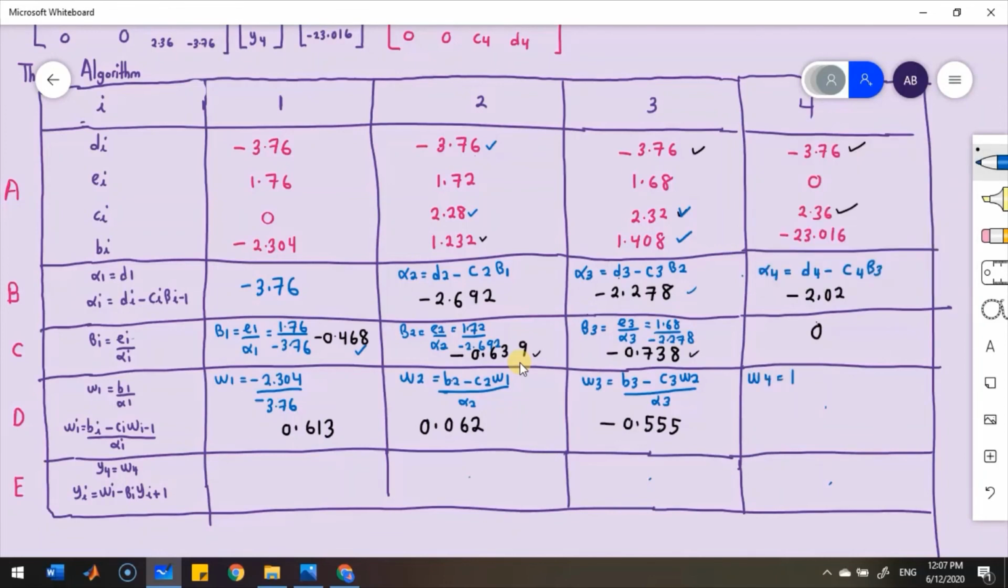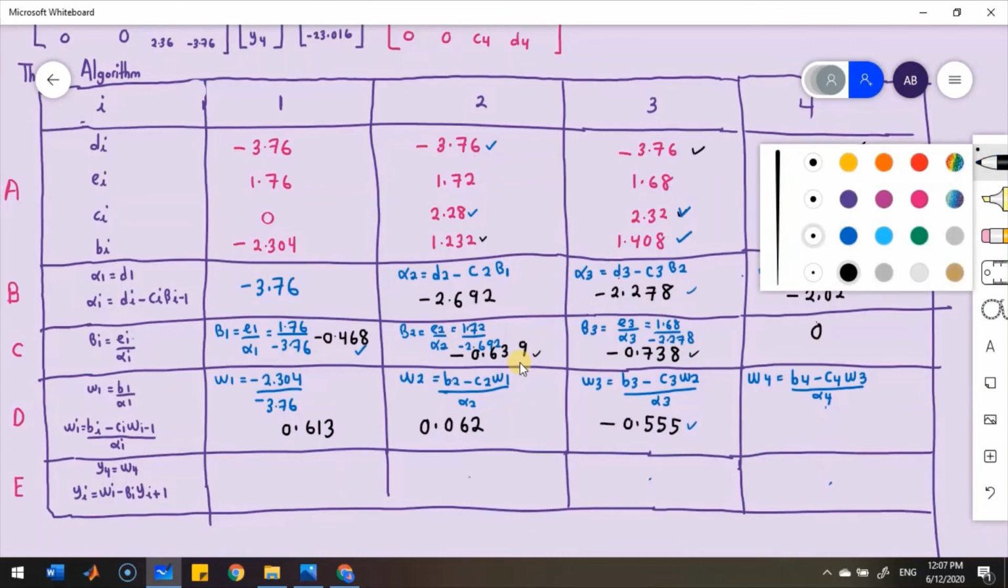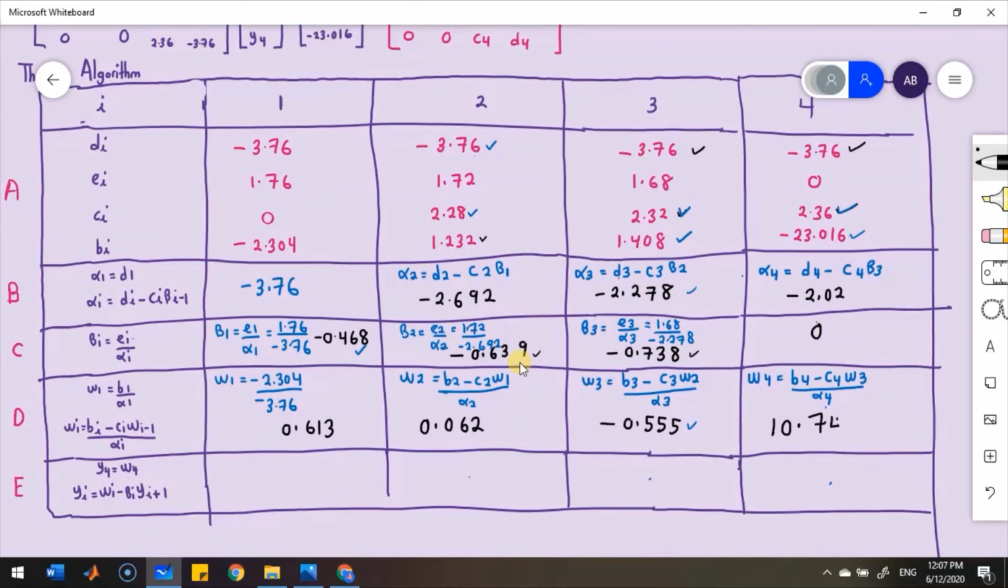To find W4, this is B4 minus C4 W3 over alpha 4. Now all these values are already found. We have W3, B4, C4, and alpha 4. So this value gives us 10.746. Part A, part B, part C, part D are all filled up. Now what you have to do is find the Y value. That's important. We know that Y4 equals W4.